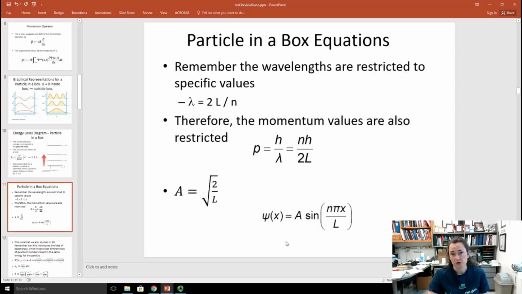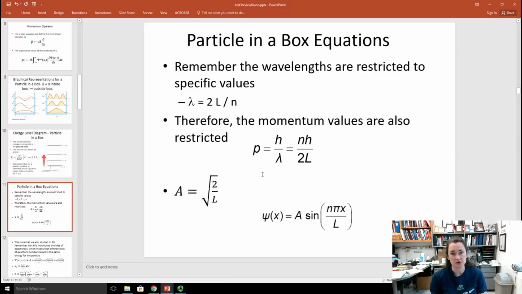Remember that the wavelengths are restricted to specific values for the particle in the box, and it's actually this formation of standing waves and only certain allowed values for the wavelength itself that causes everything else. The wavelength is equal to h over p, the momentum, and then the momentum causes the energy. p squared over 2m is the kinetic energy for U equal to 0 inside the box, and those are your energy levels for the particle in the infinite square well.